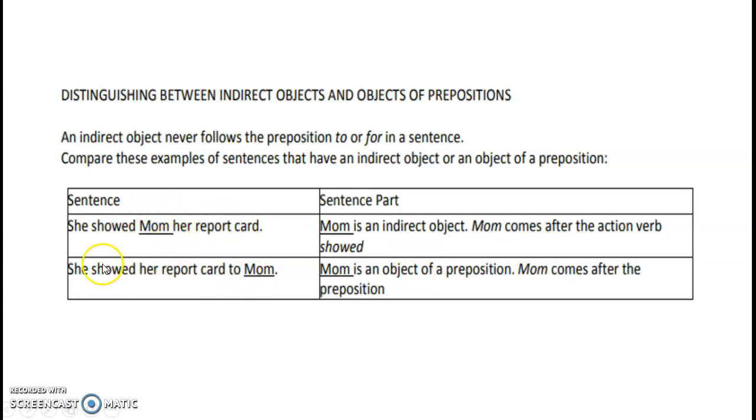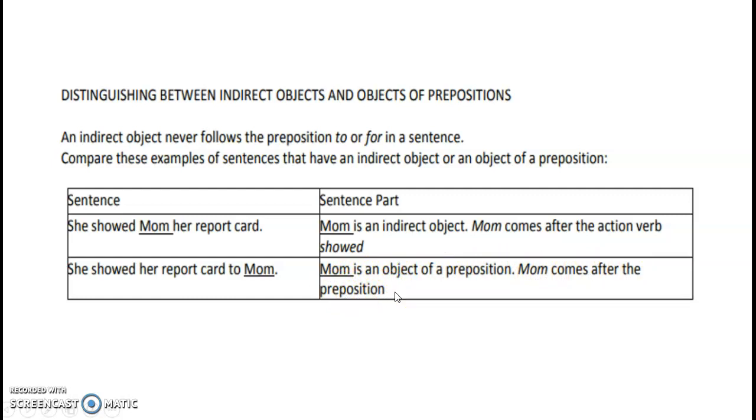But if we say she showed her report card to mom, that to mom has the particle to. So it means that this is the object of a preposition. So it cannot be the indirect object, guys. So in this sentence, she showed her report card to mom, we have to eliminate the indirect object, and it is not existent in this sentence. Mom is an object of a preposition. Mom comes after the preposition.